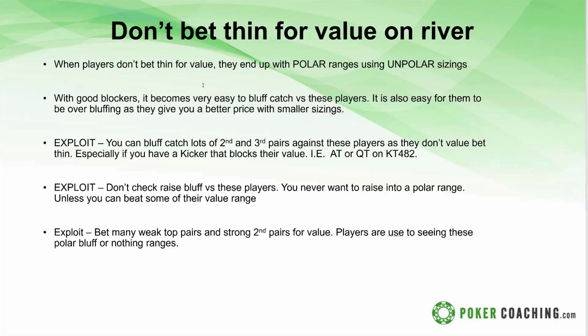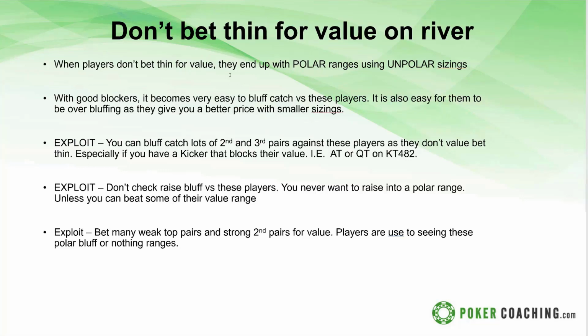Now, what players end up doing when they don't bet thin for value is they have the same range that they would bet full pot with, like strong top pairs, and maybe they use the correct amount of bluffs, but they size down and they give you a better price, and it becomes really easy to bluff catch against these players. And the point of a polar range is not to make more money from you. You make more money because you can bet bigger, but only because you make a lot more money with your bluffs. That's how a polar range works, and it makes all of the bluff catchers 0 EV.